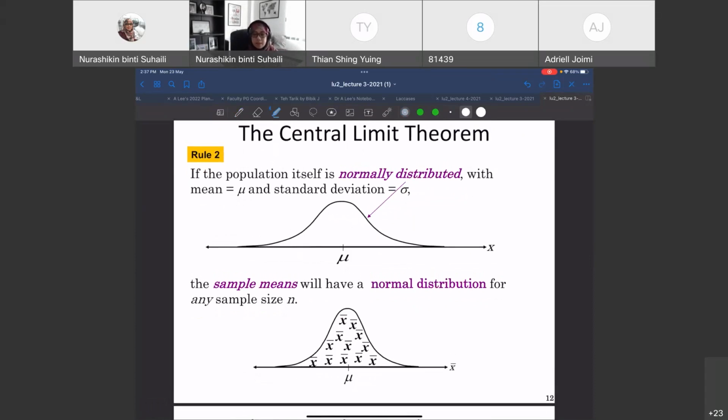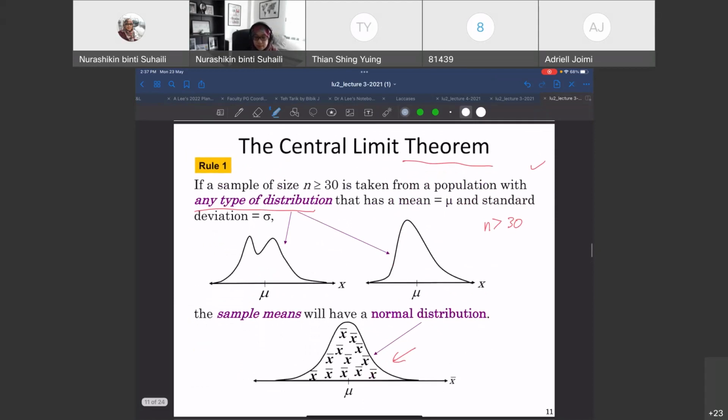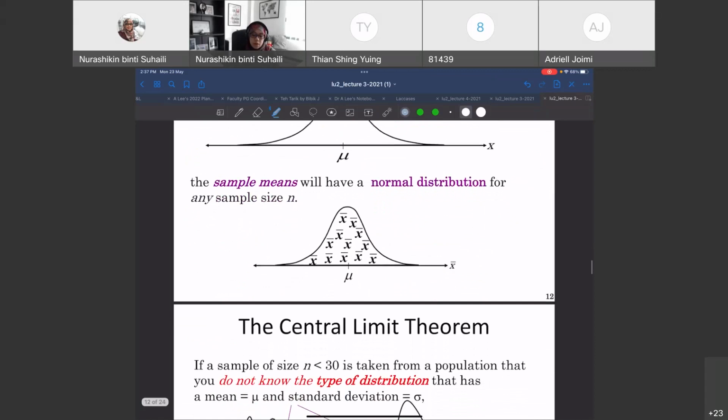Okay, this one is obvious. If the whole population is normally distributed, then of course the sample means will follow the population distribution. So this is directly related, but the first one is for any type of distribution, when n is greater than 30, the sample means will have a normal distribution. Okay, so those are the two rules of the central limit theorem.